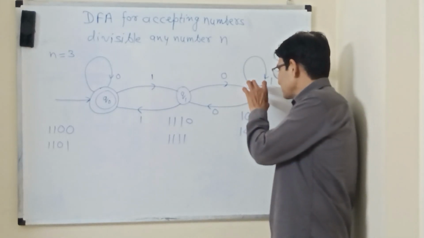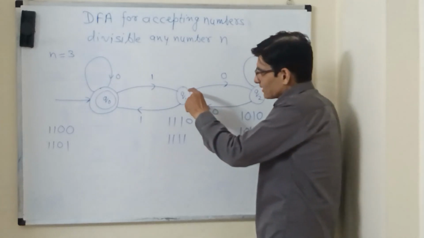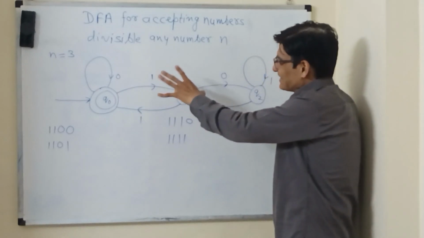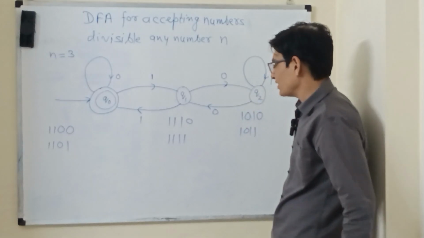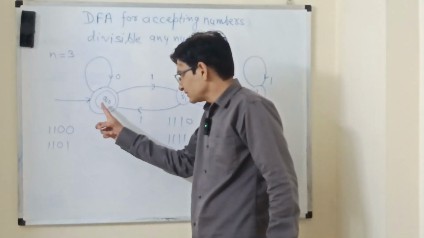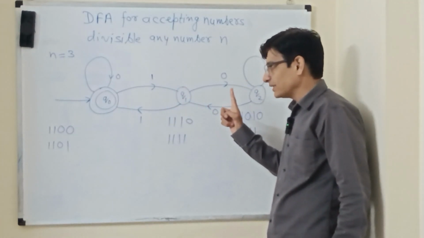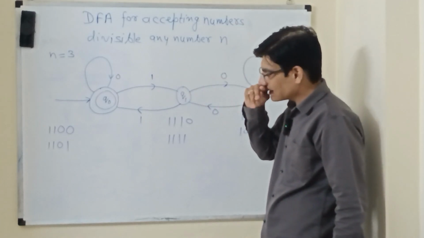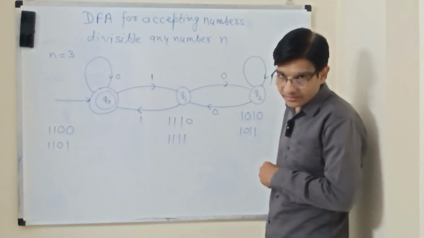So now we have considered both possible inputs for each state. That means this is our final DFA. And now, friends, you can check any binary number that is divisible by 3; it will be accepted, otherwise all will be rejected. So I hope this is very clear.